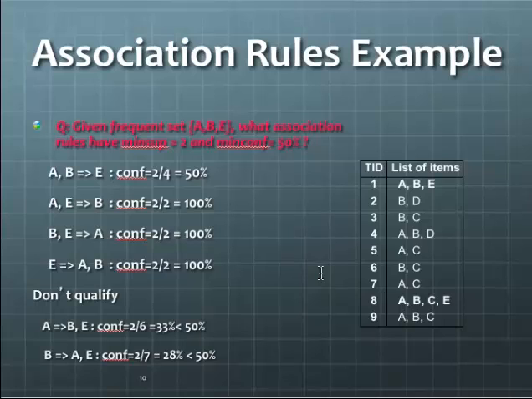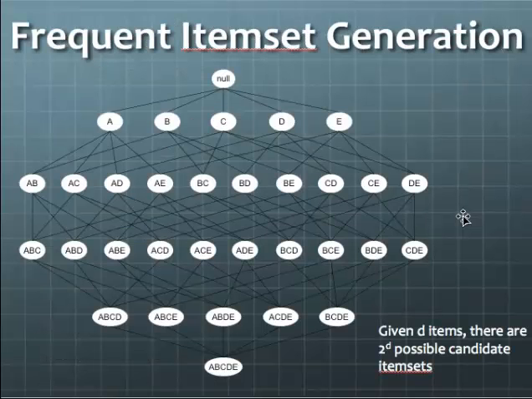Like if A, B, E exists two times in this data set, then the subsets A or B or E or AB or BE or AE will exist at least twice in this data set. So we call this property the subset property. And this is a very important concept in association rule generation. Let's see how to generate the frequent item sets first.